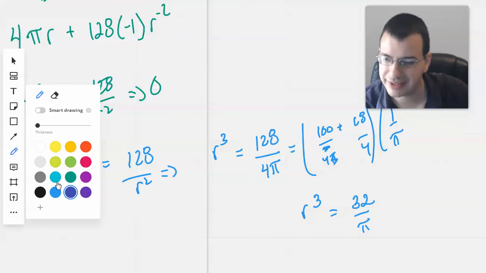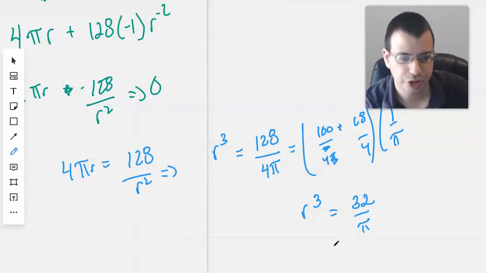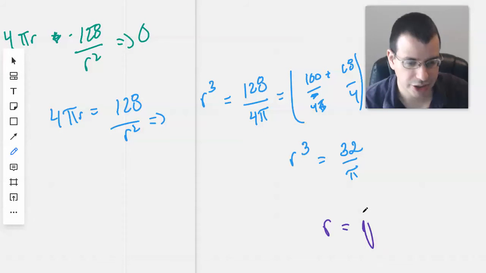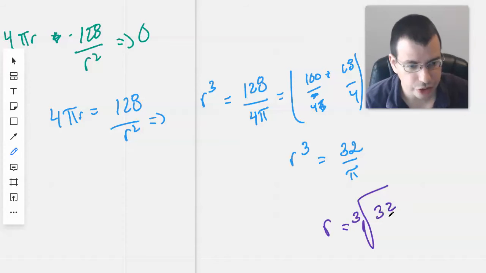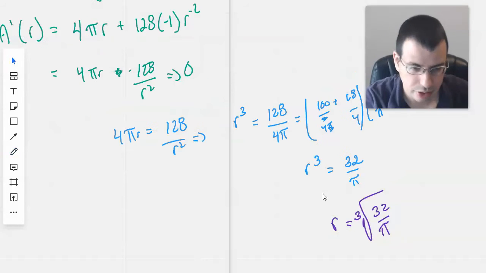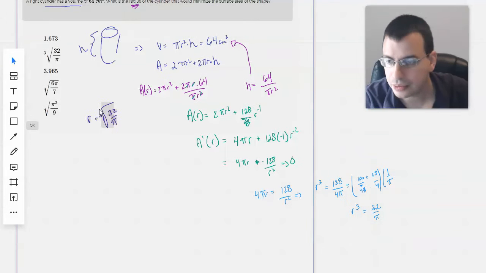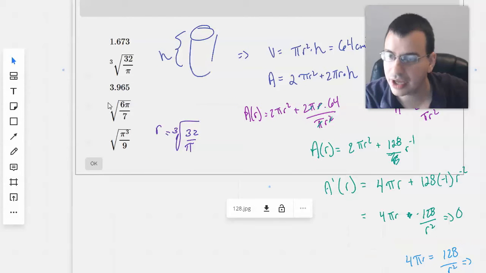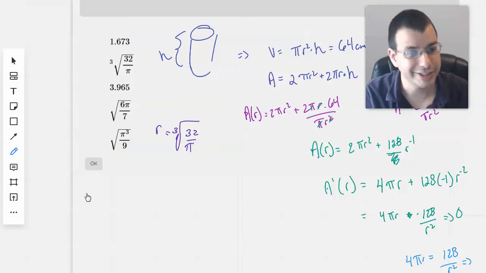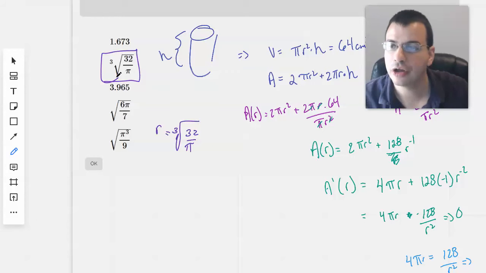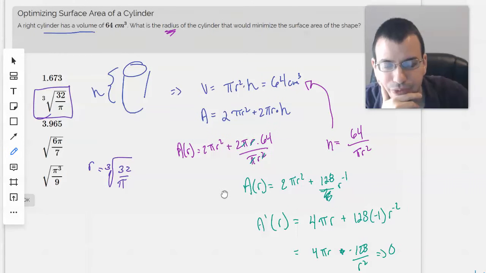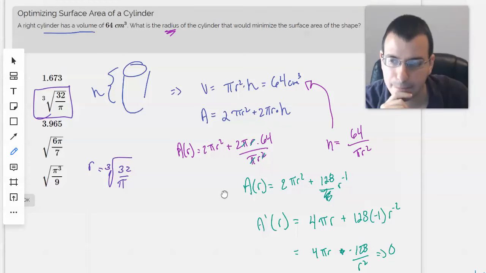So r cubed equals 32 over pi. Something more extravagant, we'll go with dark purple. Okay. So then the optimal radius is the cube root of 32 over pi. There we go. And we even got that as a possible answer, which is nice. Now, how do we know that this is a minimum and not a maximum?